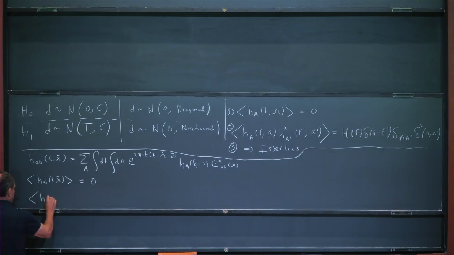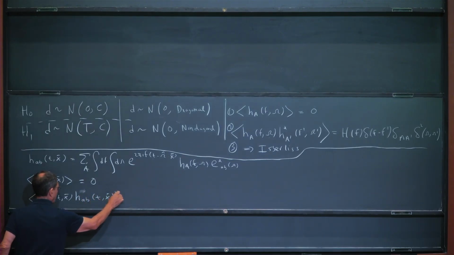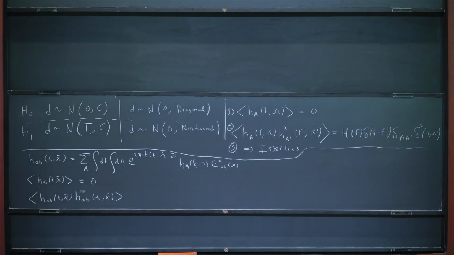So suppose that we take the gravitational wave strain at time t in position x. We contract that with the same thing, and we ask, what's the expected value of that? So that's a scalar quantity. It's sort of the strain squared, the sum of all the different components.